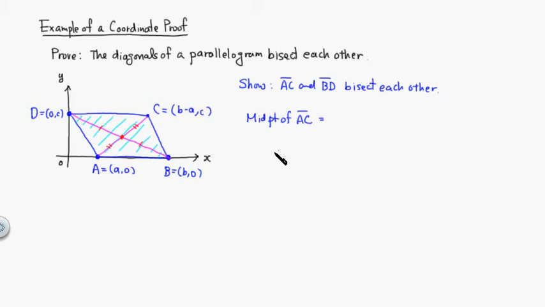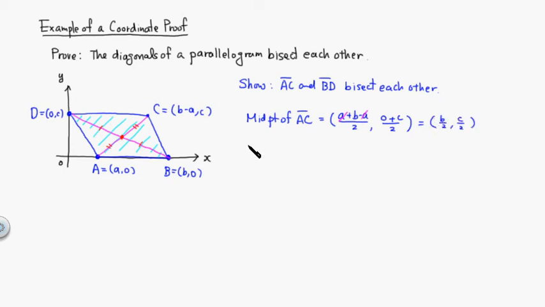The midpoint is just the average of the x coordinates and the average of the y coordinates. A has x coordinate a, and C has x coordinate b minus a. So it's (a plus b minus a) divided by 2, because we have to take the average. Then you have (0 plus c) over 2, which simplifies, the a cancels out, so you simply have (b over 2, c over 2).